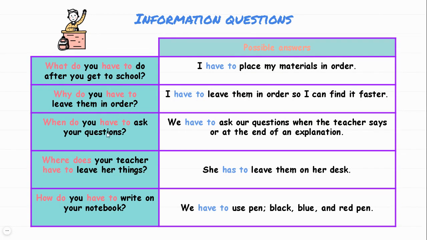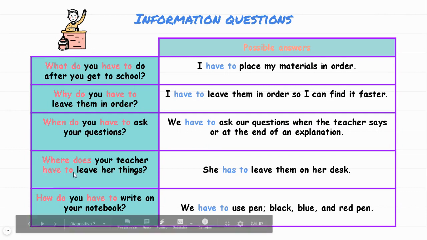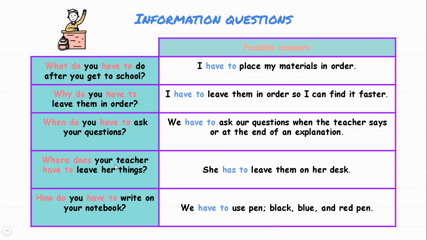And in questions, we always use have to also, right? Even if it's the third person. Where does your teacher have to? We don't say where does your teacher has to. No. Remember, has is only for affirmative sentences. So why do you have to leave them in order, your things, right? I have to leave them in order so I can find it faster.